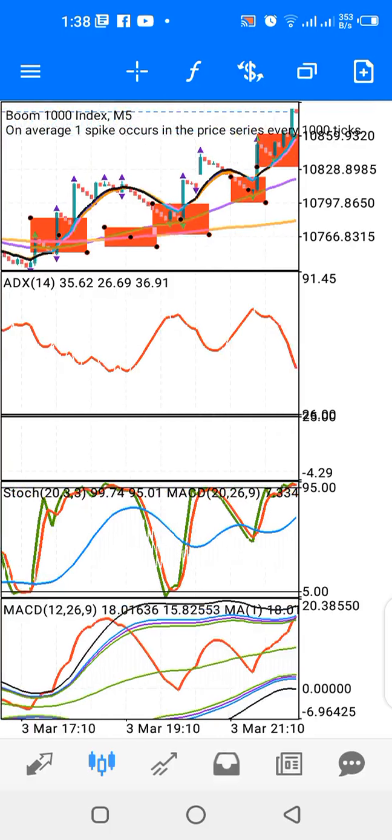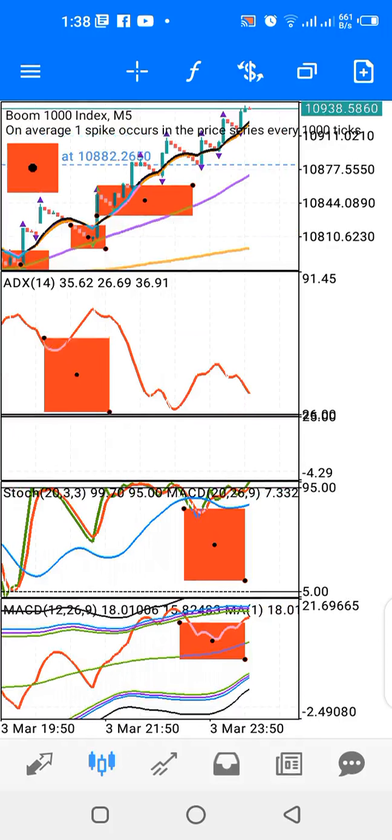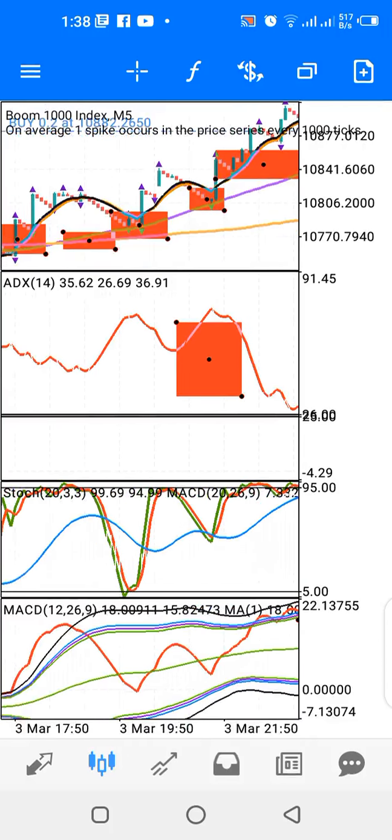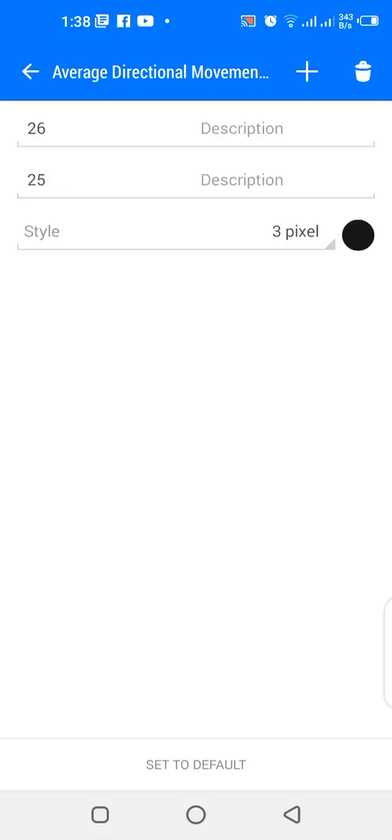Okay, now for indicator window 1, this is where we have ADX. Let's look at the settings. The period is 14, average directional movement index, and the style color is red. Now we have levels, 26 and 25. Color of the level is black.